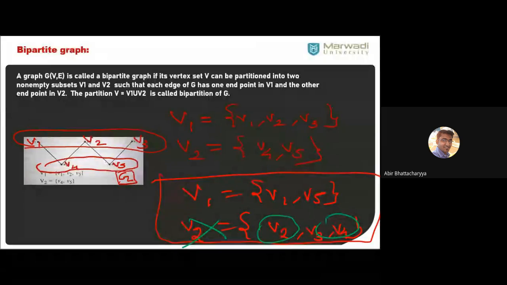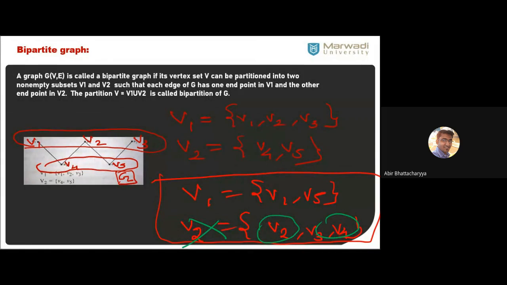V3 and V4. Then what about V2 and V5? V3 and V4, it's another part. Yes, one partition is V3 and V4. So the other partition should be V1, V2, V5. But V2 and V5 are connected, so it's not possible, right? Not possible.